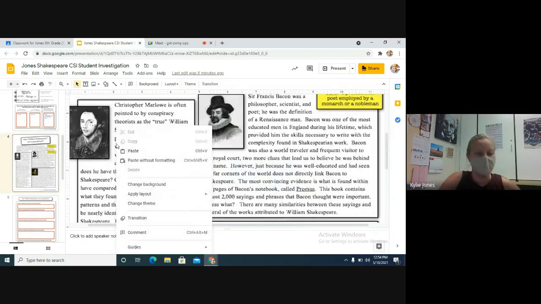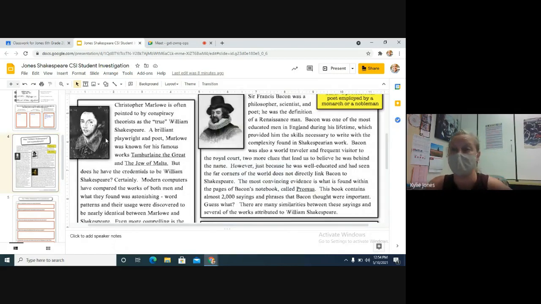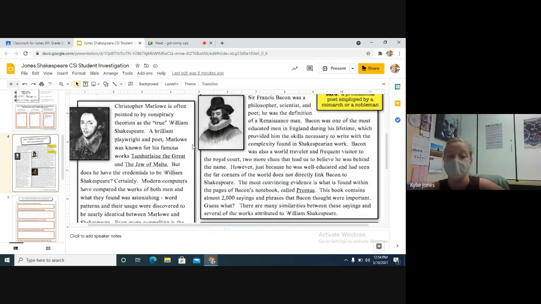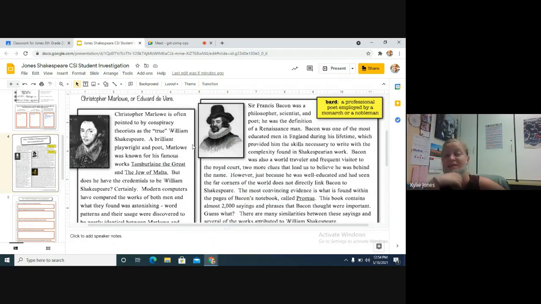Like maybe he used a fake name after he had to fake his own death, right? That would be kind of cool. That's a good conspiracy theory too. I like that. I love a good conspiracy theory. The next one, Sir Francis Bacon, over on the right.